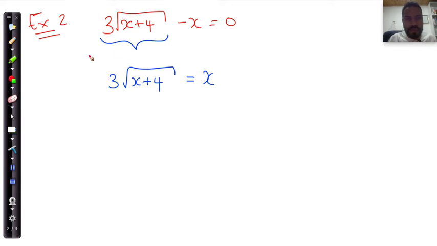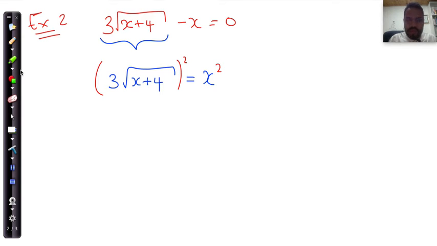Now the next very important thing is to square both sides. So I'm going to square this term, and remember what you see in blue here, that's what I'm going to use later on to check my answer. But I'm going to square both sides. When I square that, and I square this, what's that going to look like?